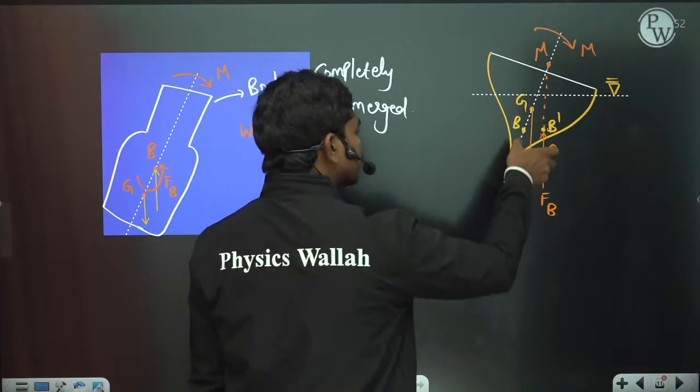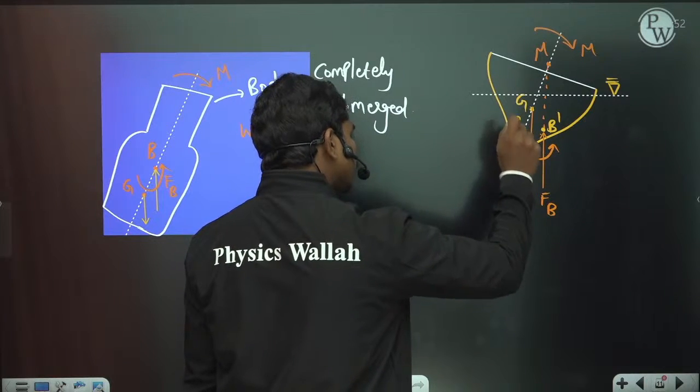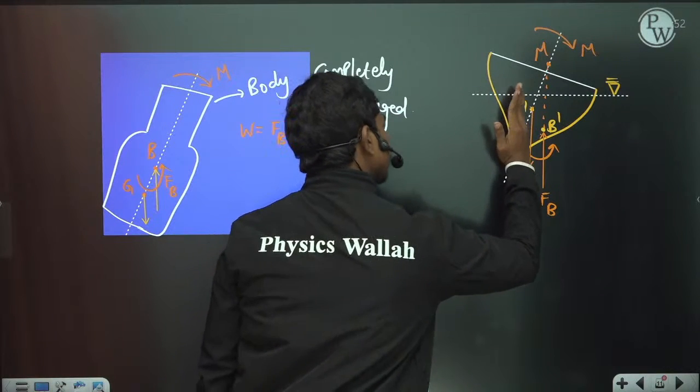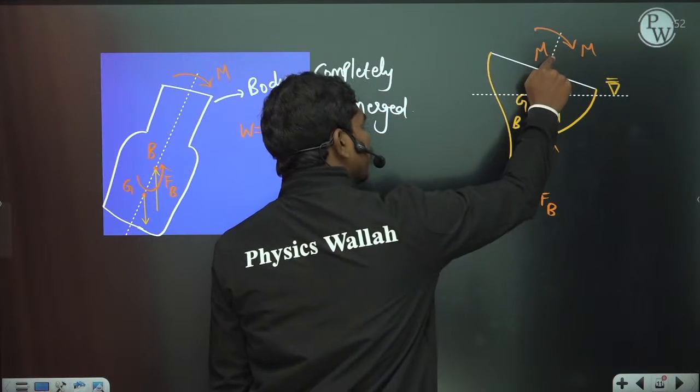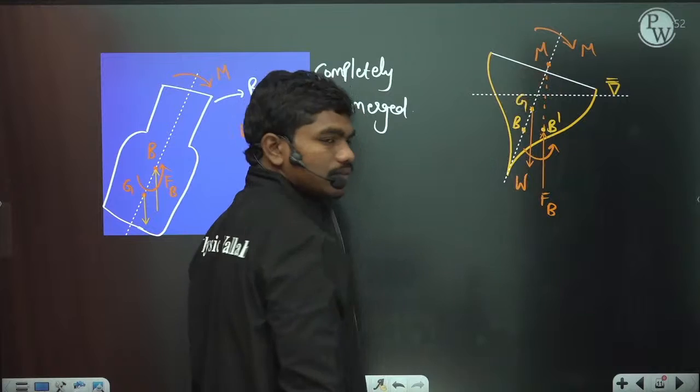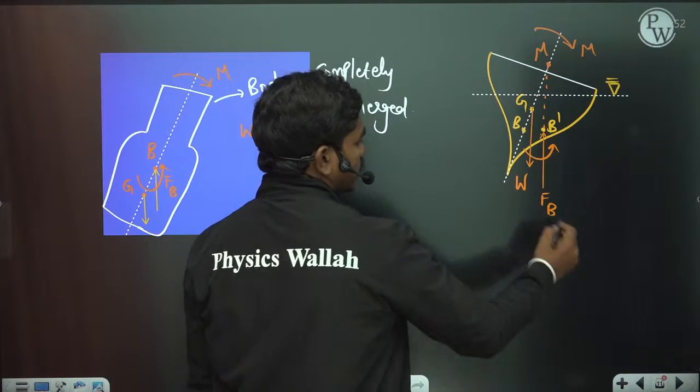So that's why, if you see, this counterclockwise moment is possible only when this B dash is lying to the right side of this line. And whenever this point is lying on the right side of this line, definitely this point M will lie above this G. Okay, from geometry you can see. So that's why the metacenter concept came here.